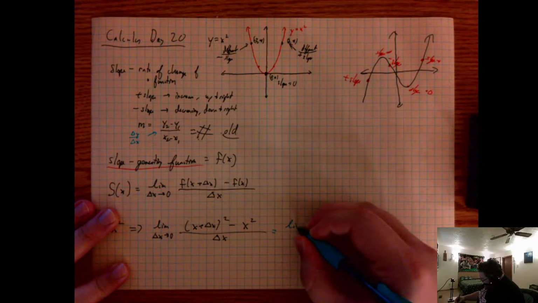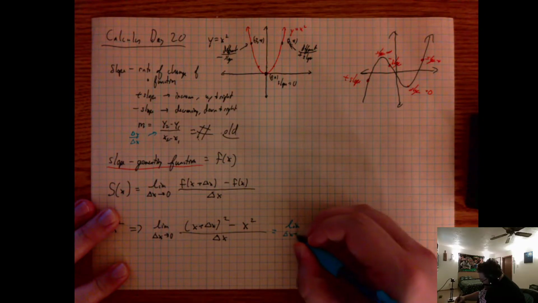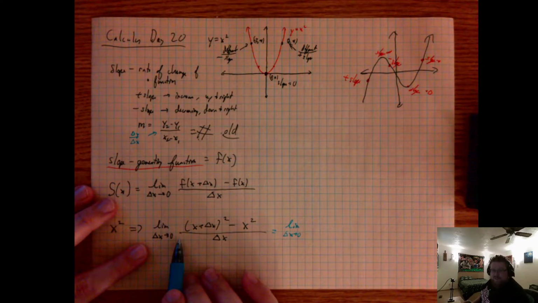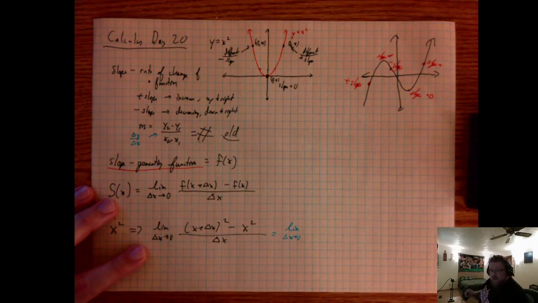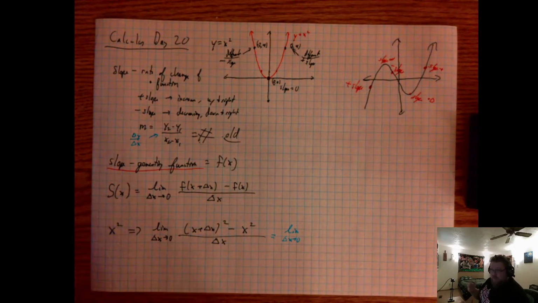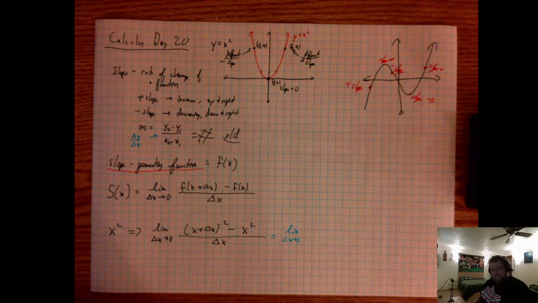The first one, limit delta x goes to 0. Do you note if we actually try to make delta x go to 0, nothing happens. Because on top, if this becomes 0, you end up with x squared minus x squared, which is 0. On bottom, you end up with 0. 0 divided by 0 is undefined, so we know we're supposed to simplify more. That's a big detail.